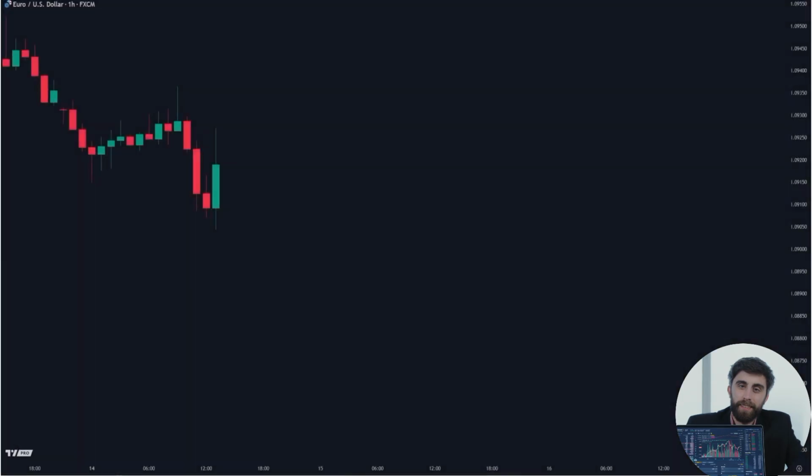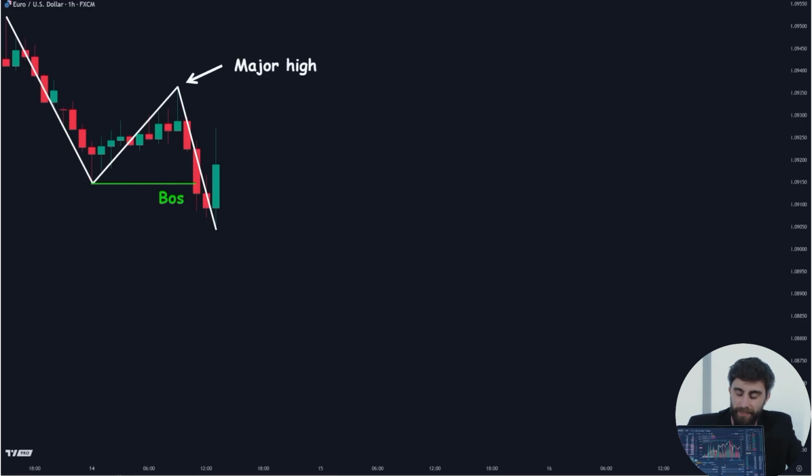On the Euro-Dollar 1-hour chart, we can see 1, 2, and 3 moves breaking below this low, forming a trend. The origin of this move becomes our major high. As long as the price remains below this level, the market stays in a downtrend. Let's continue identifying major and minor swings.